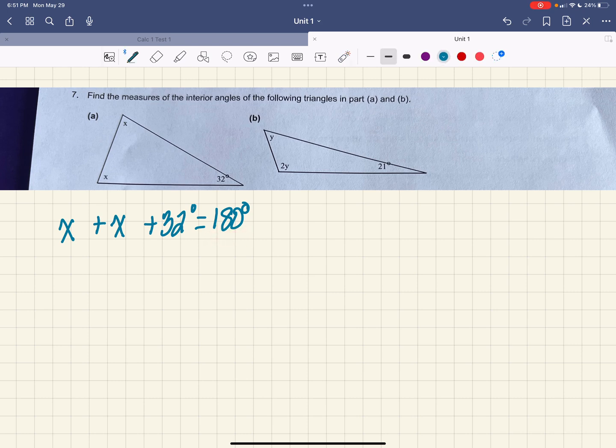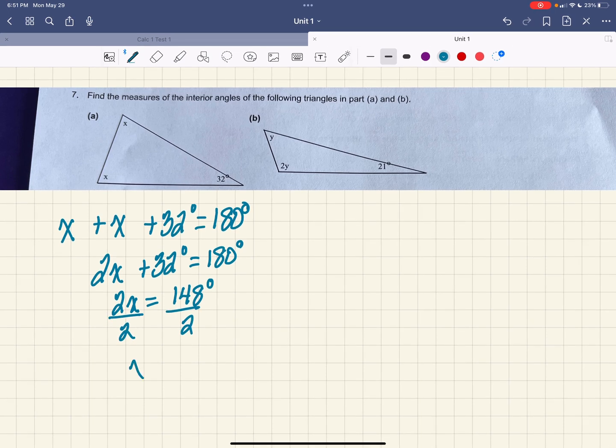So now I've just got an algebra problem to solve. So I have 2x plus 32 degrees equals 180 degrees. I'm going to subtract 32 from both sides. So then I have 2x equals 148 degrees. I divide by 2, and my x value is 74 degrees. Okay, so that means this angle right here is 74 degrees, and this angle right here is 74 degrees.